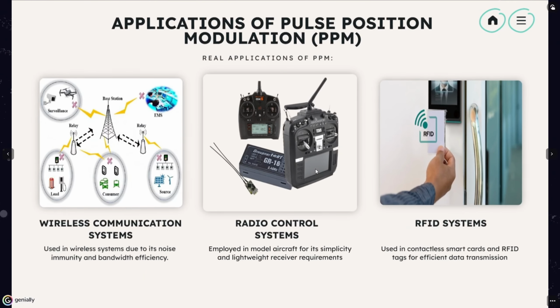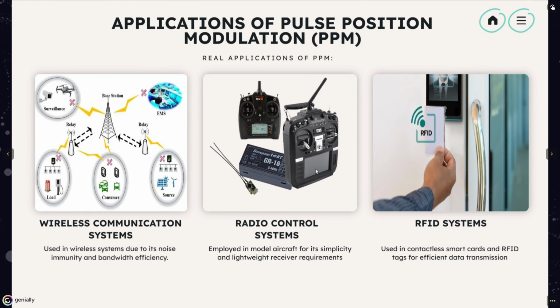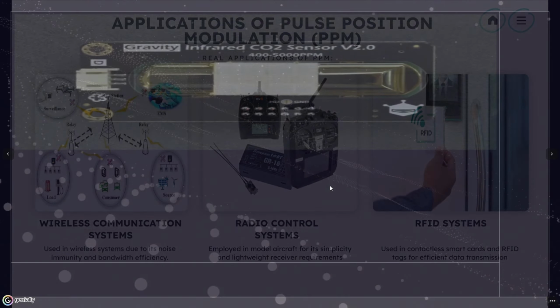So here are some applications of pulse position modulation. The first one is wireless communication systems, used in wireless systems due to its noise immunity and bandwidth efficiency. The second one is radio control systems, employed in model aircraft for its simplicity and lightweight receiver requirement. And the third one is RFID. It is used in contactless smart cards and RFID tags for efficient data transmission.